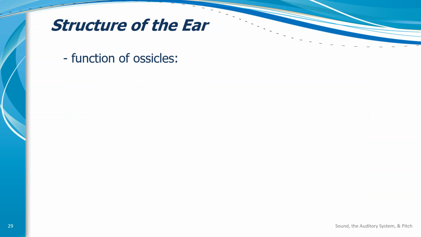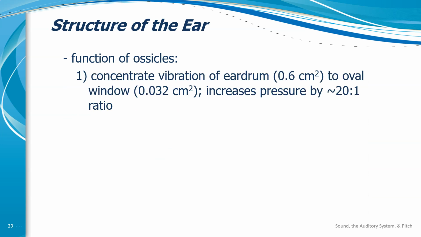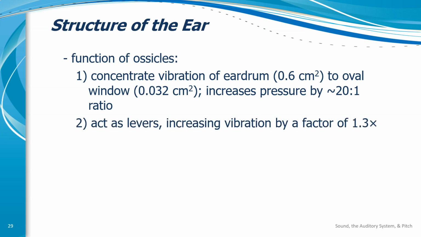Now, one of the things that the ossicles do is they take the vibration that's on the eardrum, which is relatively large, about 0.6 square centimeters, and they concentrate that vibration on the oval window at the other end, which is way smaller. So that increases the pressure by about 20-to-1, which is a lot. The second thing is the ossicles do move with respect to each other, with a lever action. And this further increases the vibration by 1.3 times. So it's pretty clear that the function of the ossicles is to increase pressure. But why would they have to do that?